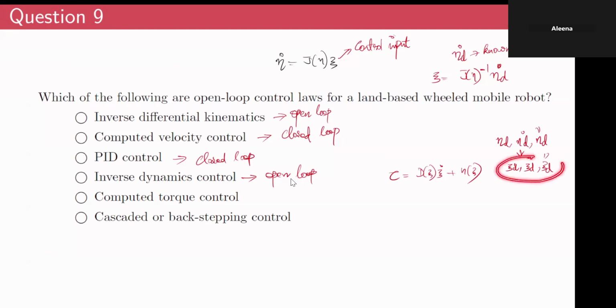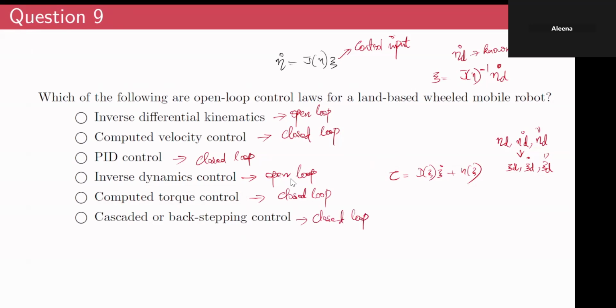Once you know all these things, you simply plug everything into these equations and you will be able to obtain the control input vector tau. That is also pretty straightforward, and as you can see, there are no feedback terms in it. So that makes inverse dynamics open loop. But computed torque control, we have seen this in one of the problems. This is closed loop. And the same goes for cascaded control. This is also closed loop.